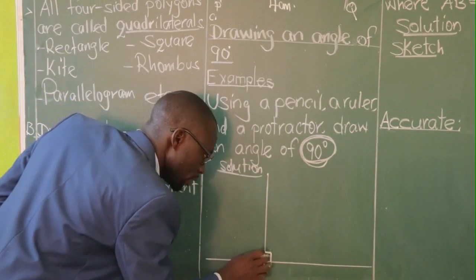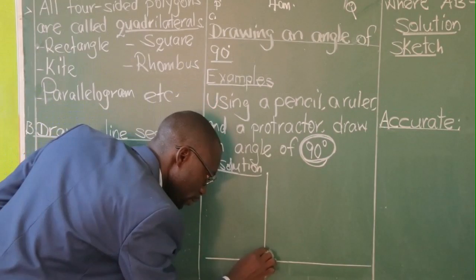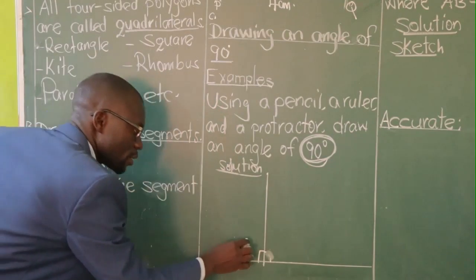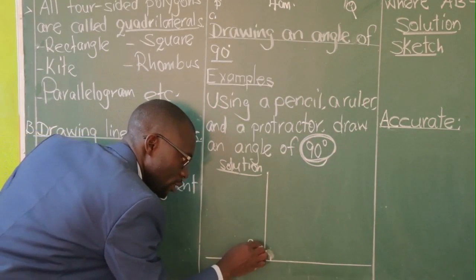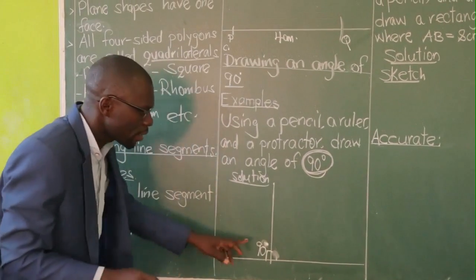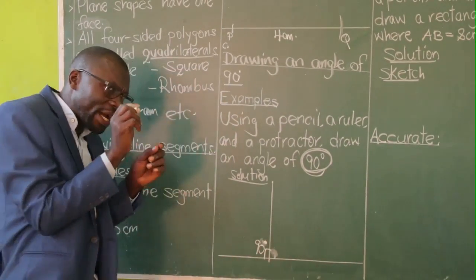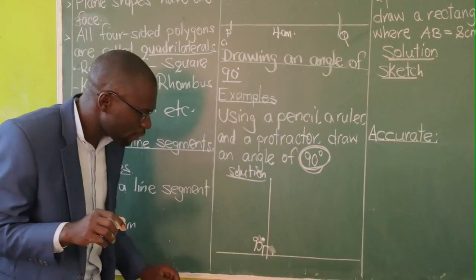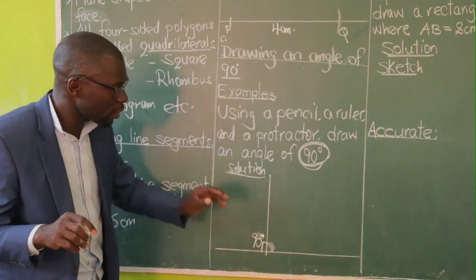So this one is 90 degrees. Let me put it this side because we counted from the left. So this is 90 degrees. The symbol for degrees is just a small kind of 0 up there on that figure. So that's an angle of 90 degrees.